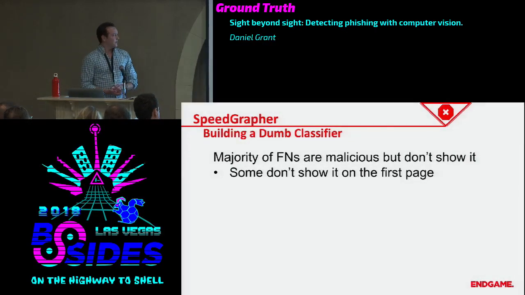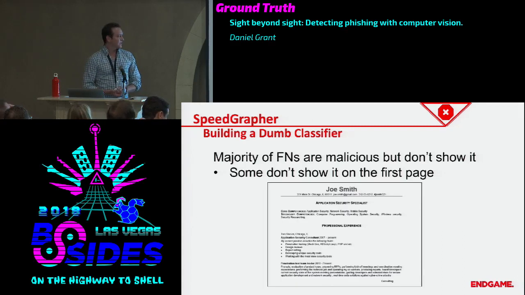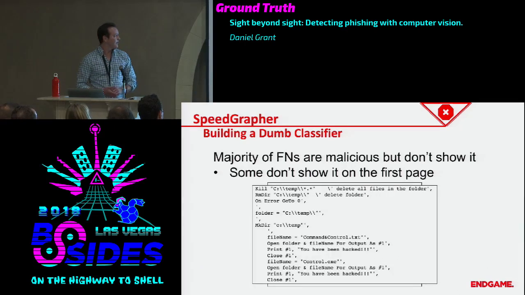And some don't show it on the first page. We have this nice resume by Joe Smith. Joe, if you're here, come talk to me after class. This is a security specialist, but if you dig into the macro there, that doesn't look like it's doing anything good. So while it looks like a normal resume, our computer vision application isn't going to detect it, because I wouldn't want it to detect that, because it doesn't look like it's bad. We're trying to find stuff that looks bad. Luckily, our other malware score caught this one, so we're all good.